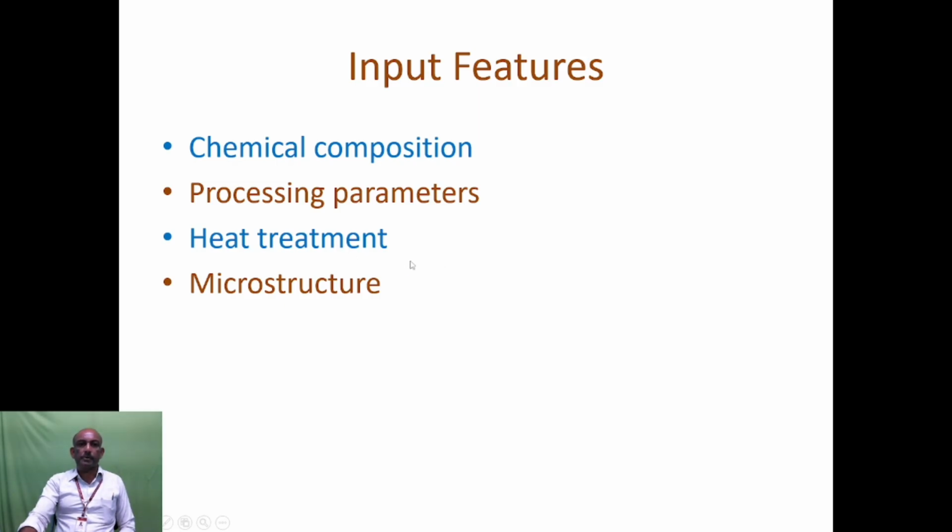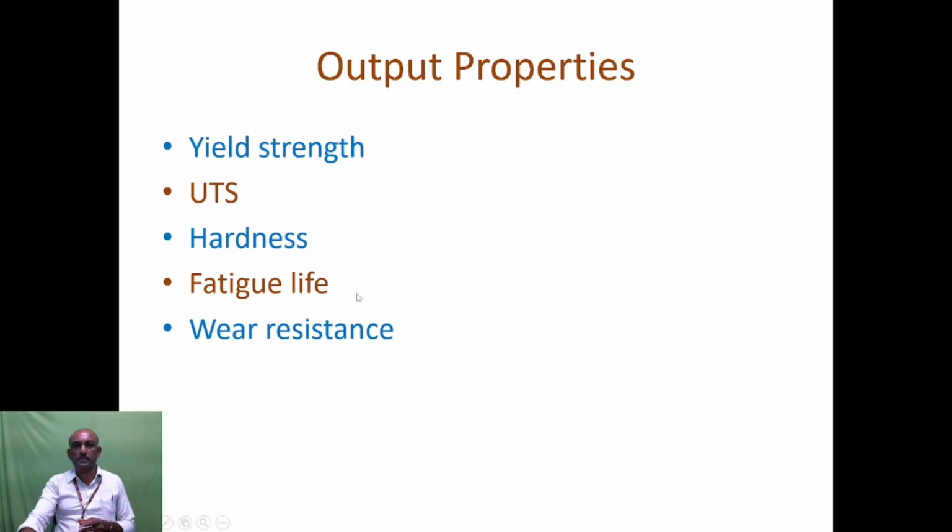If we go for any heat treatment process for that material, we can include the heat treatment process also as an input parameter. And we discussed microstructure. Microstructure is more important as an input feature. So these are some input features for material characterization: chemical composition, process parameters, heat treatment, and microstructure. So what output properties can we predict from that machine learning model?